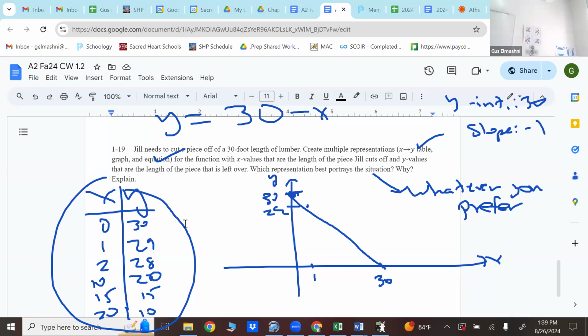How much wood is left over? Yeah, sorry, I should have said that. X is what you cut off. If you go to Home Depot and get a big piece of wood, and you say you cut off 2 feet, that's X. And what's left over is Y. So Y is what's left over. X is what you cut off.